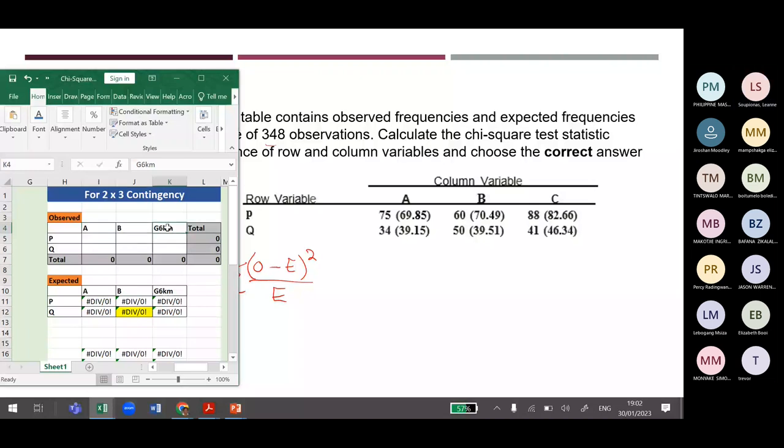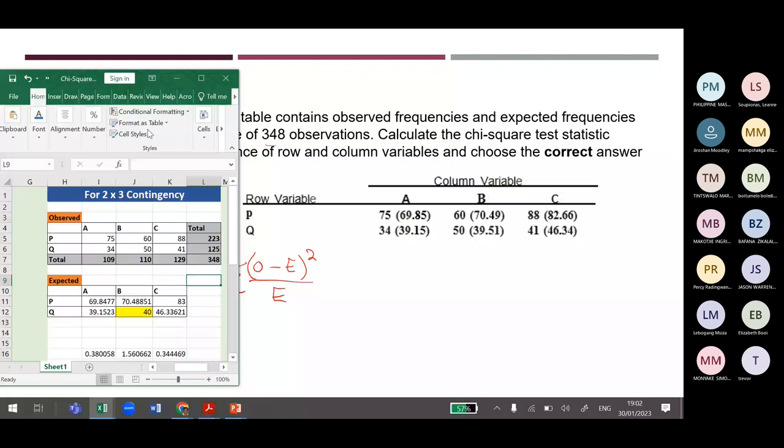And I can just put the values 75, 60, and 88. Do the same, 34. And 50 and 41 and 348. So it did capture all the data.